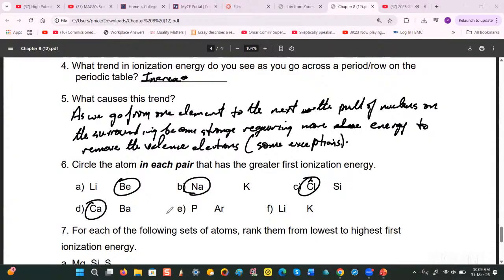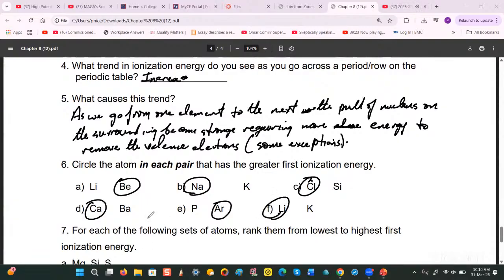Okay, where are they? Phosphorus is there. Argon is to its right. So which would you expect to have the highest first ionization energy? Argon would be correct. And then the last one, F, lithium and potassium. Of those two, which would have the greatest first ionization energy? Lithium would be correct. Okay, very good.